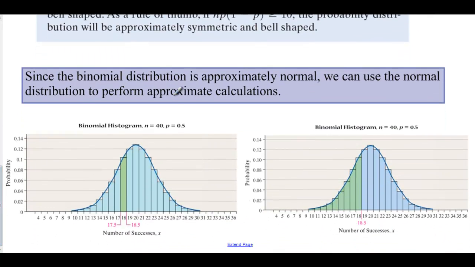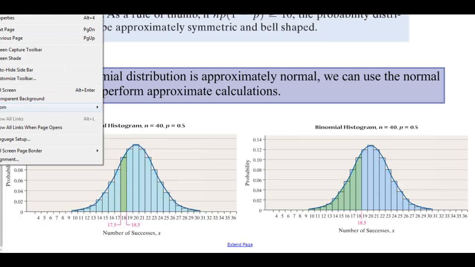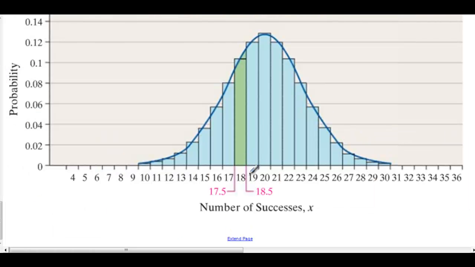All right, so once we determine that the binomial distribution is approximately normal, we can use the normal distribution to perform approximate calculations. Now I'm going to zoom in here, hopefully. Okay. All right, so down here, again, you just have these nice whole numbers. So this is for your binomial experiment. This is the number of successes. And then we have the normal curve on top of it.